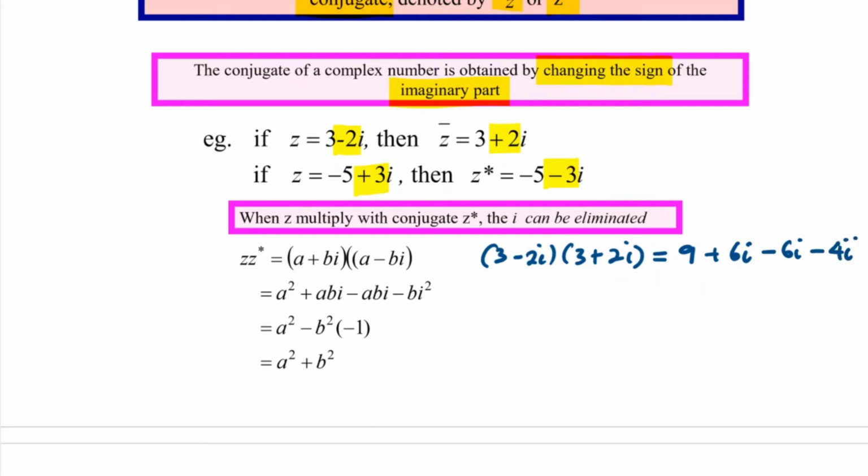We expand it and simplify it. And we get 13.